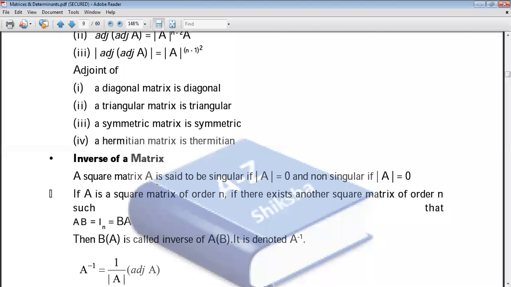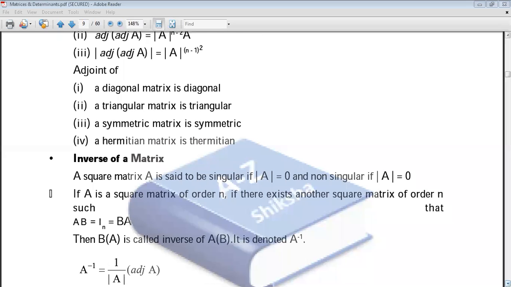in the inverse of a matrix, let us suppose you take a matrix capital A that should be square first. It is said to be singular if determinant A is equal to 0 and non-singular if determinant A is not equal to 0. So you have to know when we will call a matrix singular and when we will say a matrix is non-singular. For a singular matrix, the condition is that if you find the determinant of that matrix, the result should be 0 after expanding. And for a non-singular matrix, after expansion, the value of the determinant will not be equal to 0.